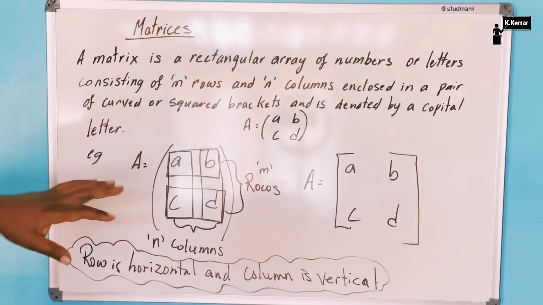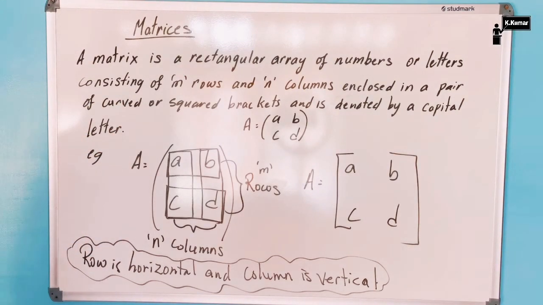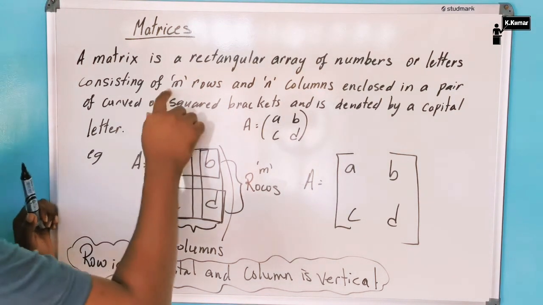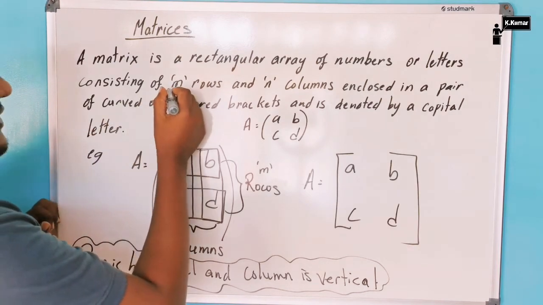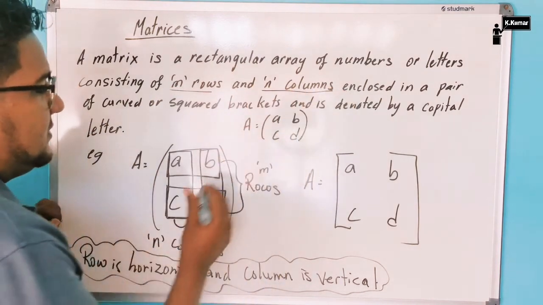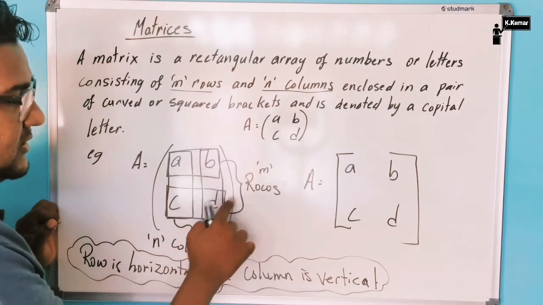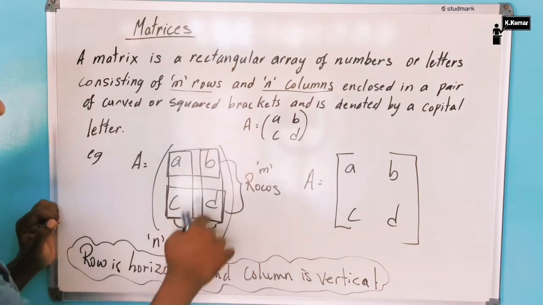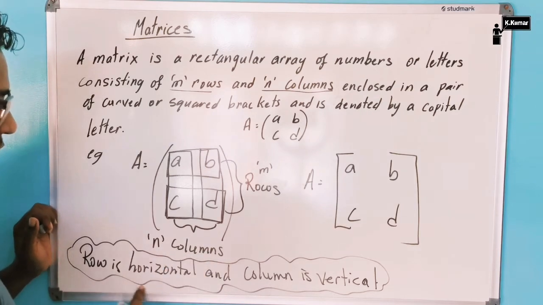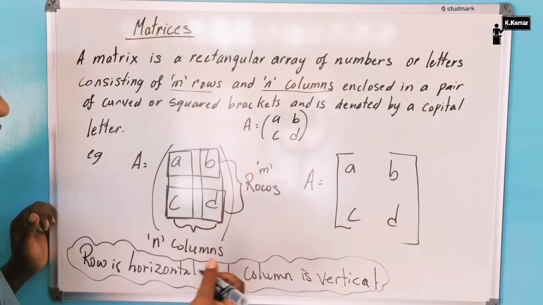So it's either in a curved bracket or sometimes you see it in a square bracket. Now, it's a rectangular array of numbers, but there's one called the square matrix, which would be a 2x2 matrix or a 3x3 matrix, right? Now, if you notice here, they said that it consists of m rows and n columns. And when you look here, you're going to see we have rows, and when you look down here, you're going to have columns. So rows is horizontal and column is vertical.